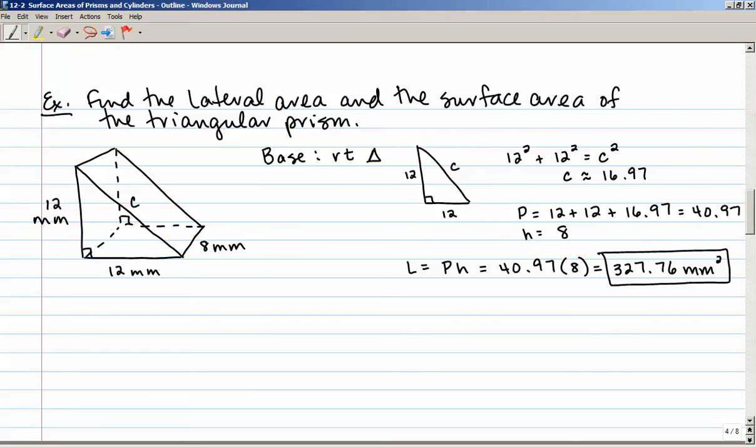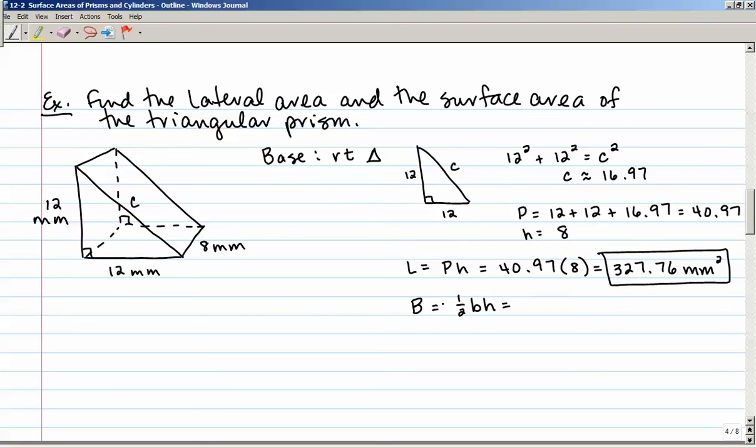Now, to find the total surface area, what I need to add to the lateral area is the area of the bases. So to find the area of the base is going to be the area of this triangle right here. And for that I'm going to use the triangle formula, 1/2 little b times h. Now here's where it gets a little confusing. Big B stands for the area of the triangular base. This little b stands for the linear base of the right triangle.